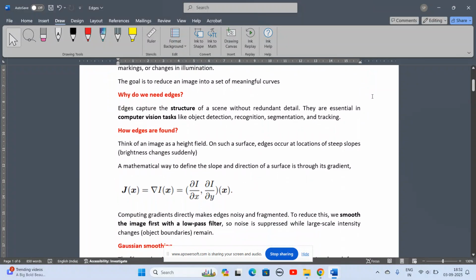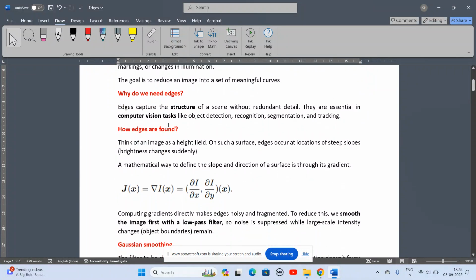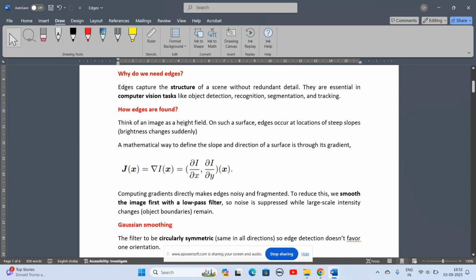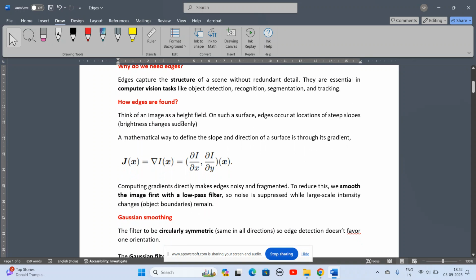Why do we need to detect the edges? Because it represents the structure of the scene. If your image is completely blank, there is no scene, right? So the edges are the heart of the scene. They will determine the structure. So it is most useful for tasks like object detection, recognition, segmentation, and so on. Now we are going to see how to find the edges. In case of edges, we are going to find the steep slopes. Steep slopes mean abrupt change in brightness or any other colors or textures.